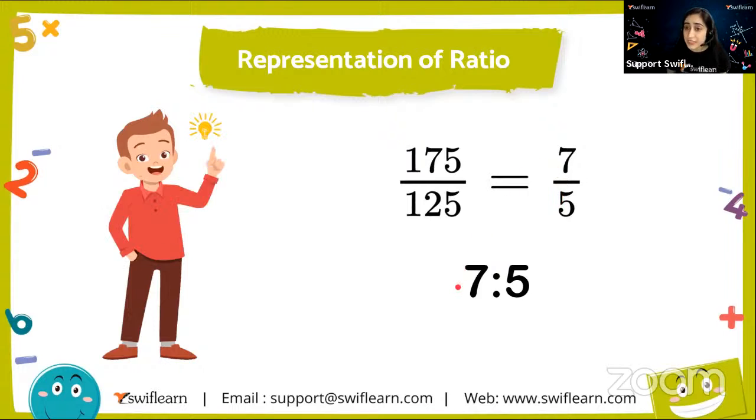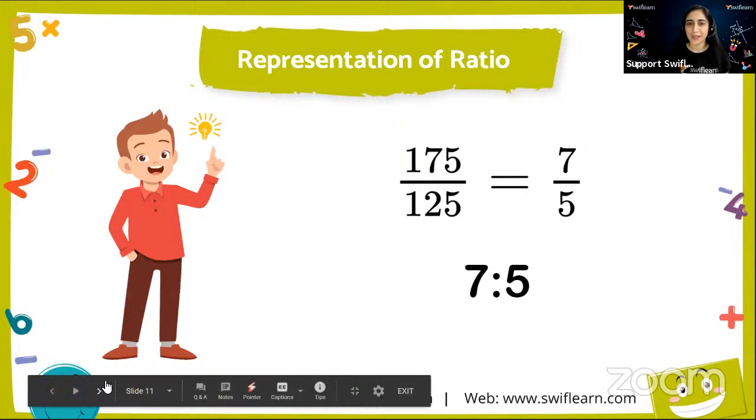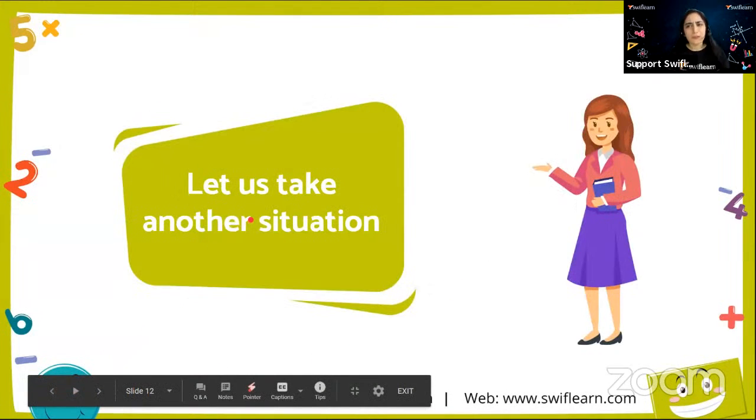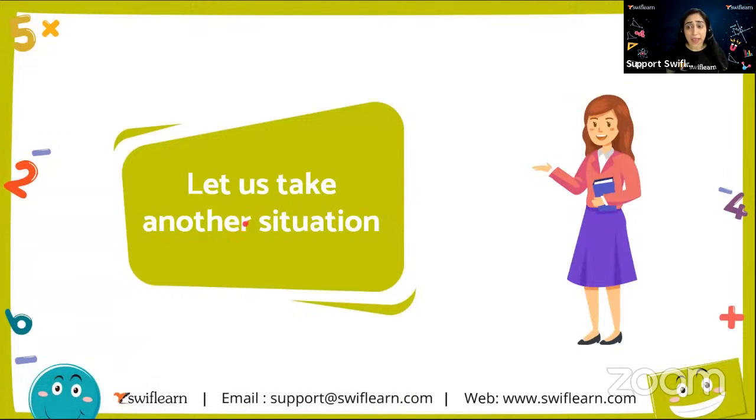So we write the first number first, right? The number on the top first. So 7:5. Clear, everyone? Okay. So let me give you some other situation, something else.